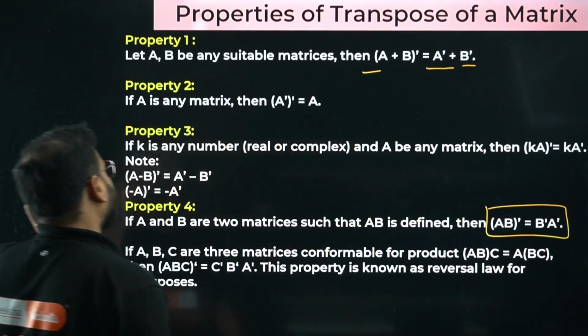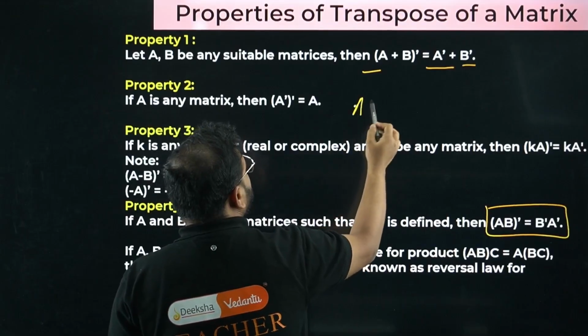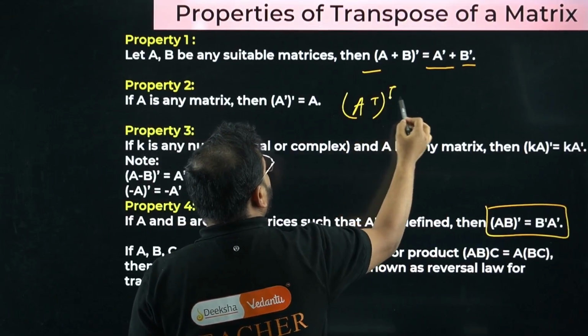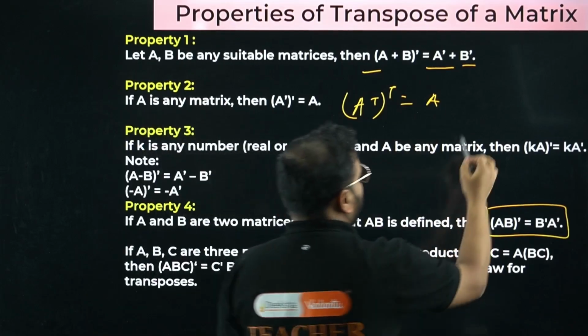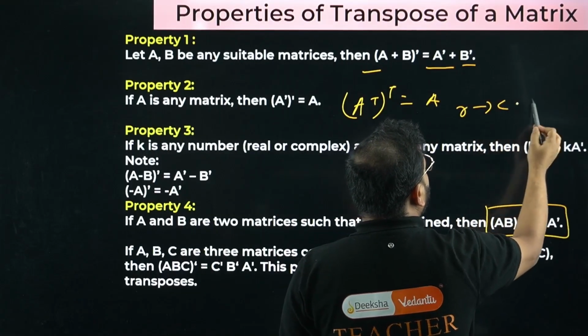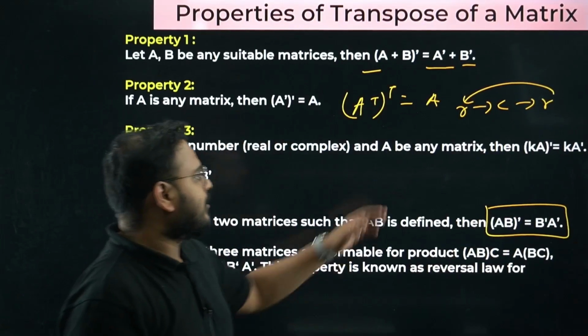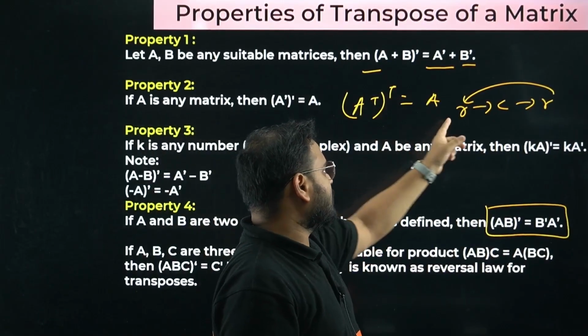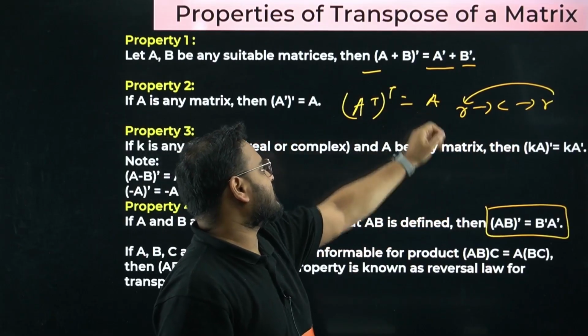Please check. Second one: if you take the transpose of the transpose, if I have (A transpose) transpose, it will become the matrix itself. Think about it: the row becomes column, and again becomes row. So same thing. We are doing the transpose 2 times, so row becomes column and column becomes row again. That's why it becomes A itself. Please check.